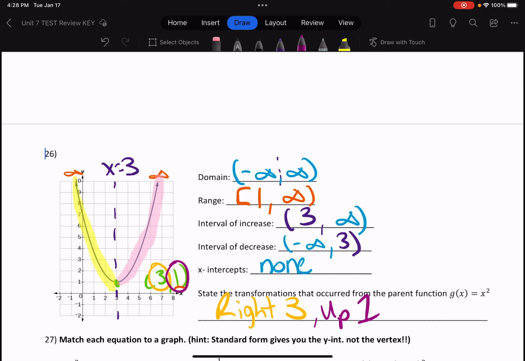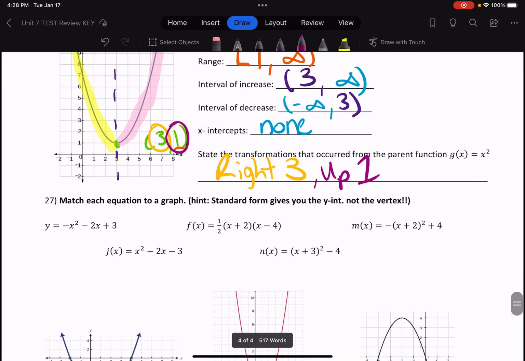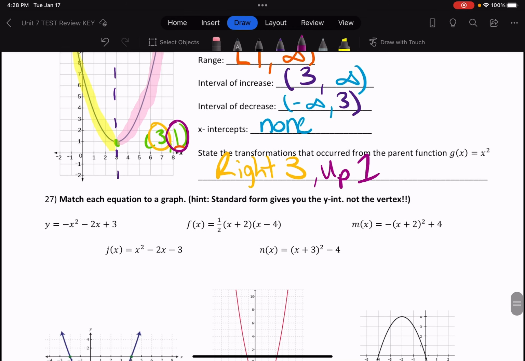And guys, that leads us to the last portion of this review. So in the next video, we're gonna look at matching these equations and how to understand, from each form of quadratic functions, where we can match these equations.